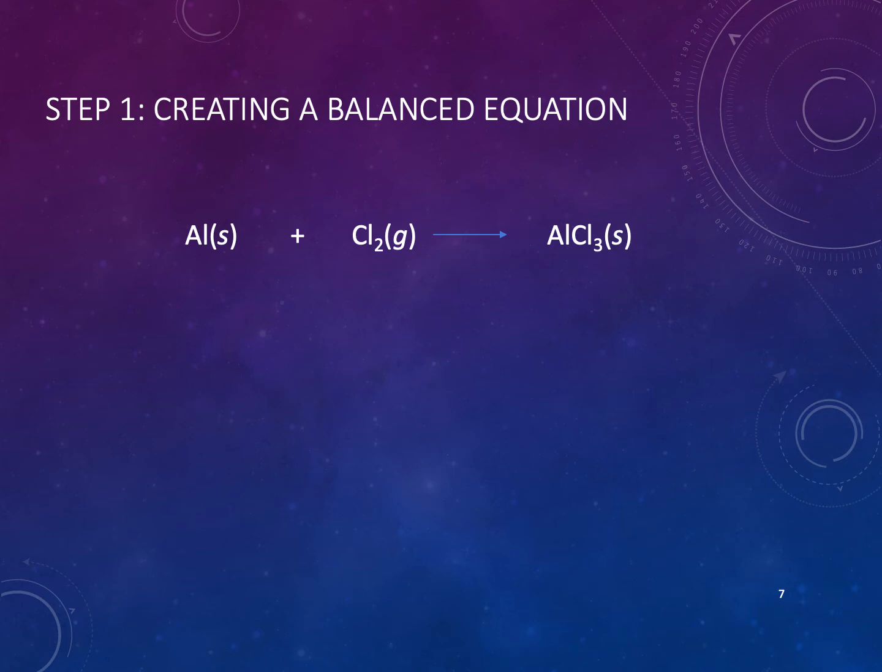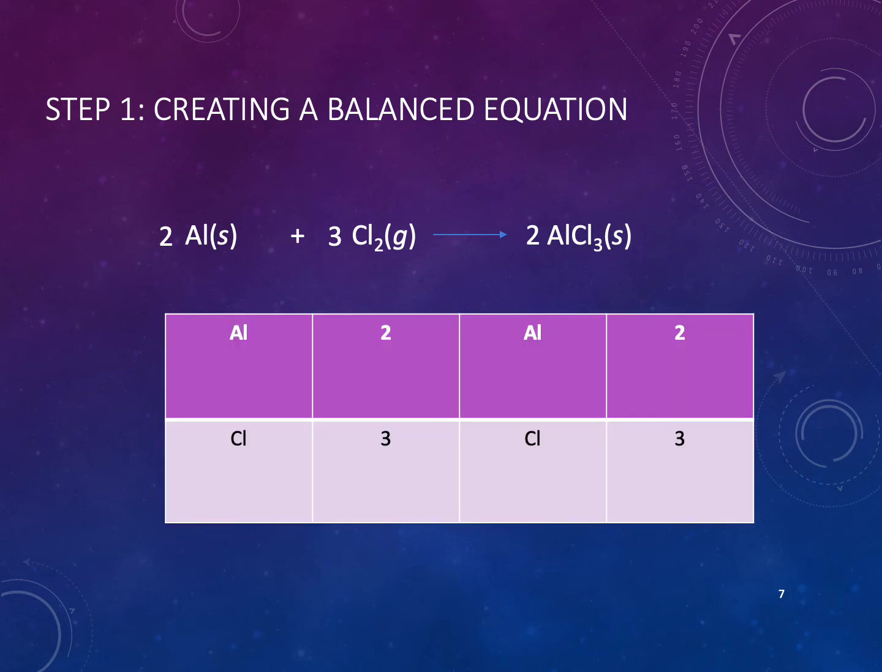And I've already put here aluminum plus chloride, and then giving our product aluminum chloride. This is unbalanced, so now we have to balance it. After going through, we should have 2, 3, and 2 for a balanced equation. And I've put under here a table to show the balancing process that I've gone through. We would have 2 in front of aluminum, and 3 in front of chloride, and then 2 in front of the aluminum chloride to give us a balanced equation.